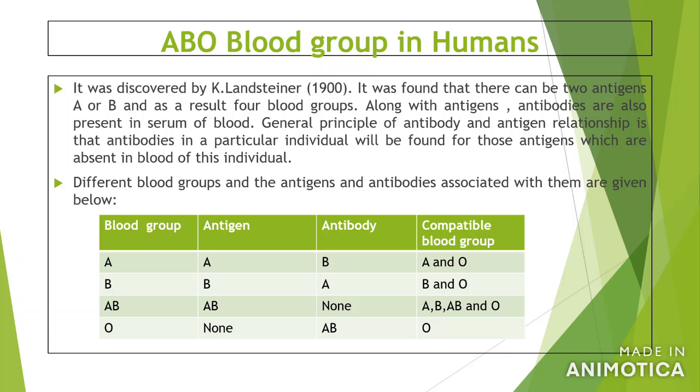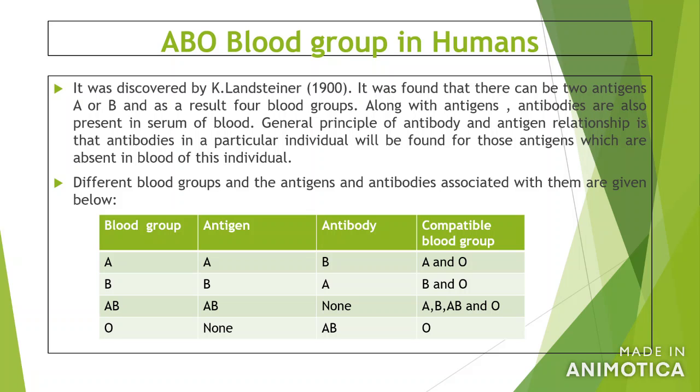ABO blood group in humans. It was discovered by K. Landsteiner in 1900. It was found that there can be two antigens A or B, and as a result 4 blood groups. Along with antigens, antibodies are also present in serum of blood. General principle of antibody and antigen relationship is that antibodies in a particular individual will be found for those antigens which are absent in the blood of this individual.